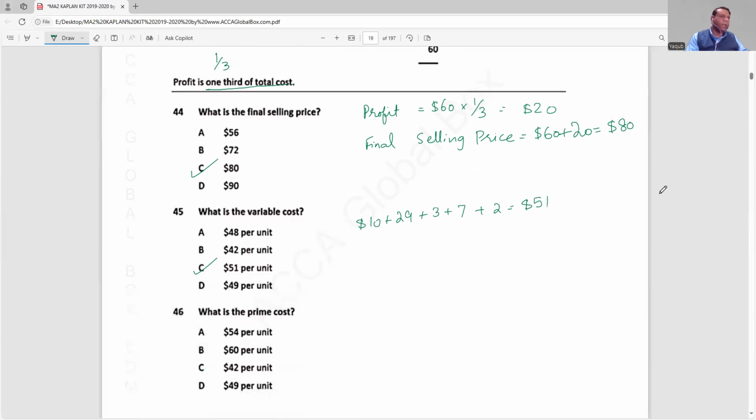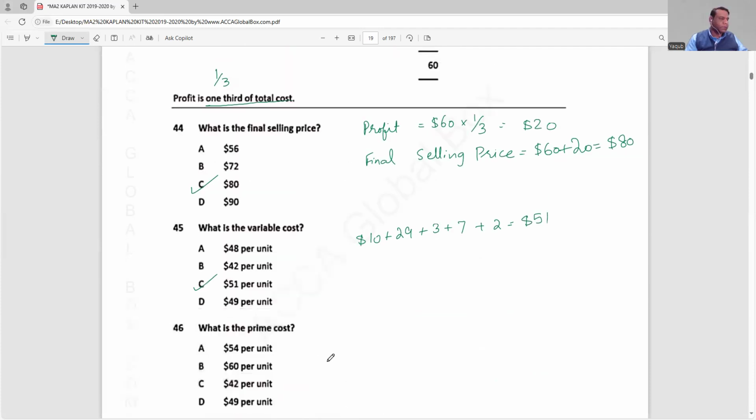Next one is what is prime cost? Prime costs are these three costs: direct material, direct labor, direct expenses. So 10, 29 and 3, 42. This is the right answer.